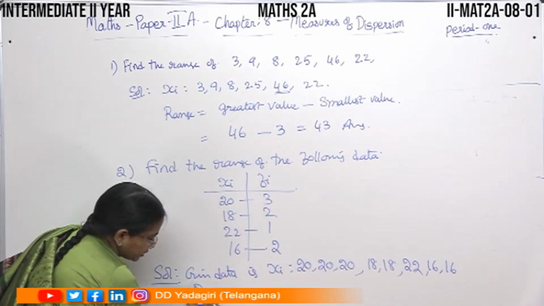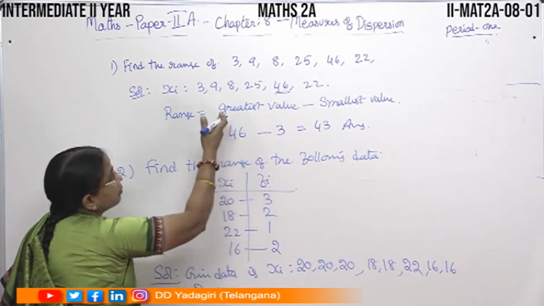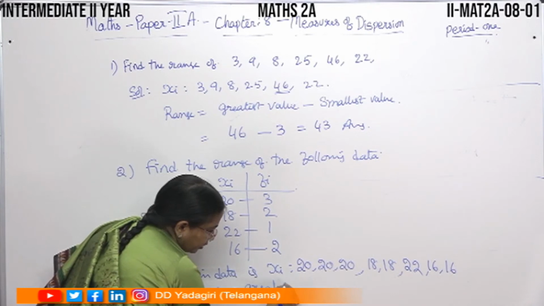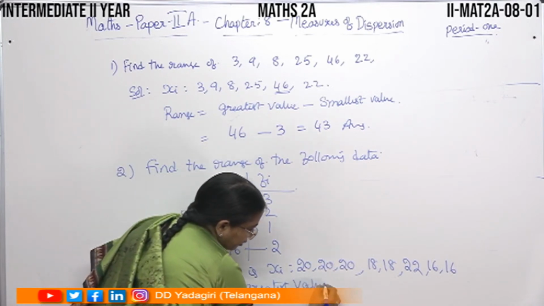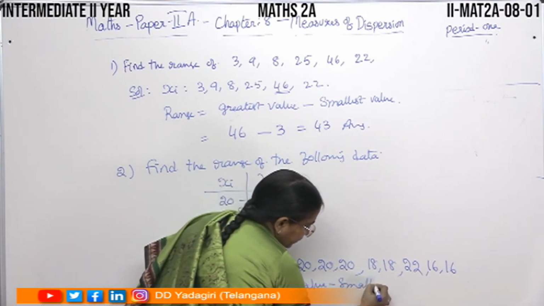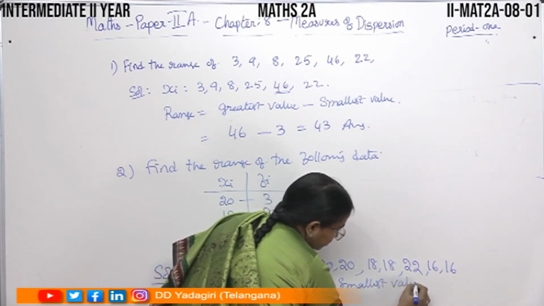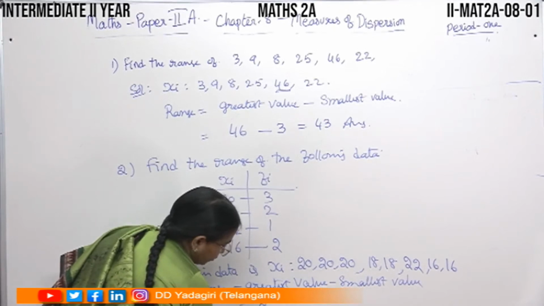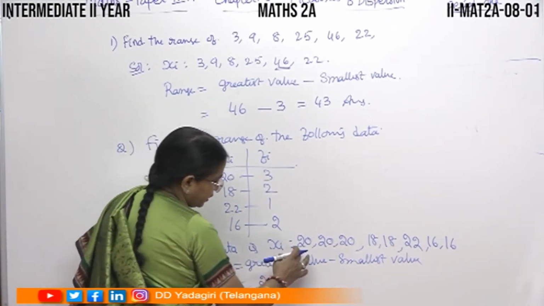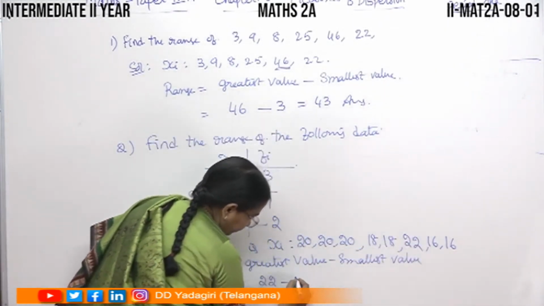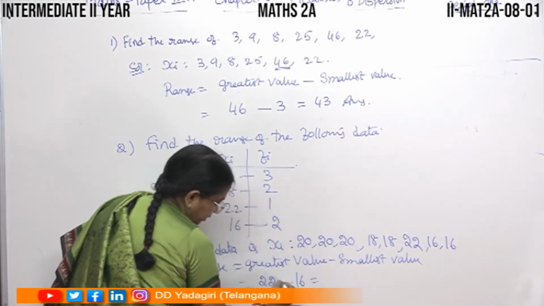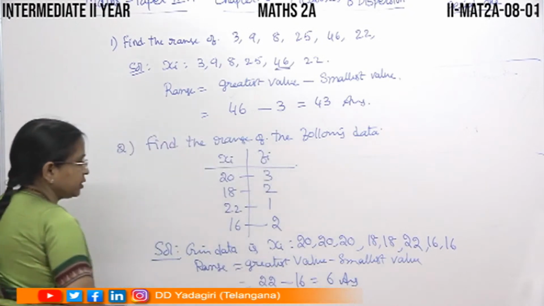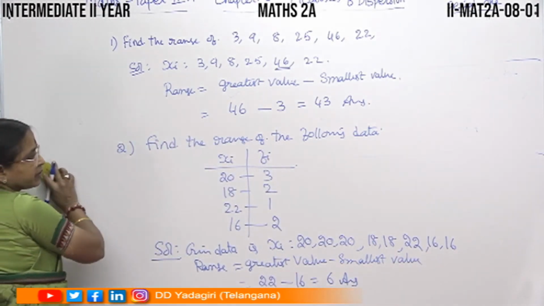Now the range is equal to, like in the previous problem, the same way, greatest value minus smallest value. So what is the greatest value? Greatest value is 22. 22 minus the smallest value, 16, is 6. So this is your answer. Like this we find the range.